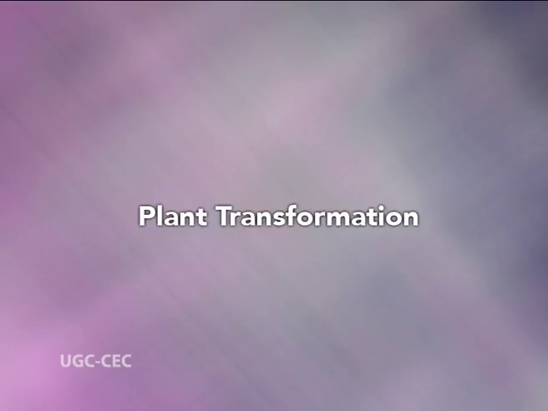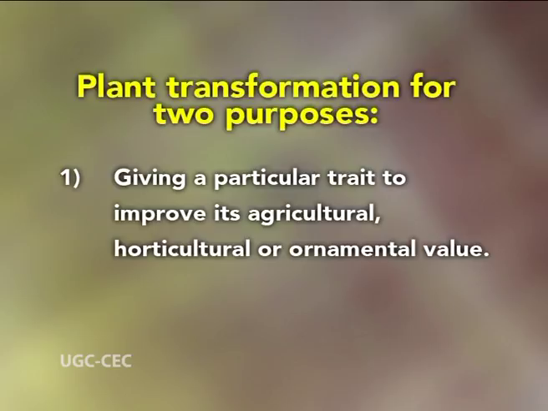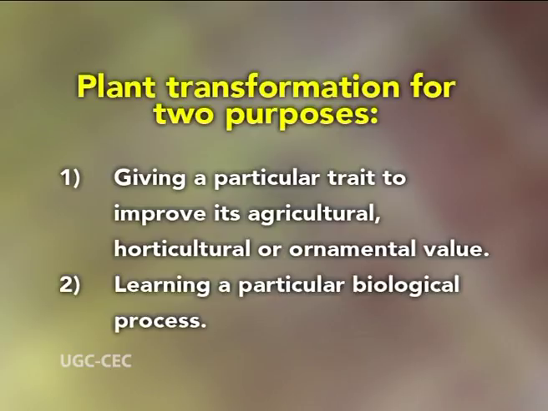Transgenic plants are obtained by stable integration and expression of foreign gene into the plant host. Plant transformation can be done for two purposes. One, for giving a particular trait to improve its agricultural, horticultural or ornamental value, and second, for learning about a particular biological process. The traits of interest are usually governed by a single gene or a small cluster of genes.